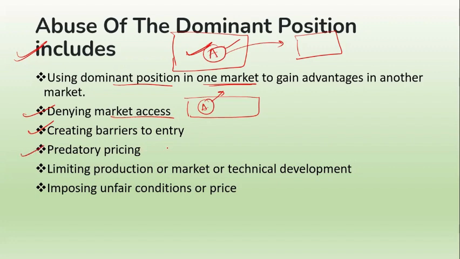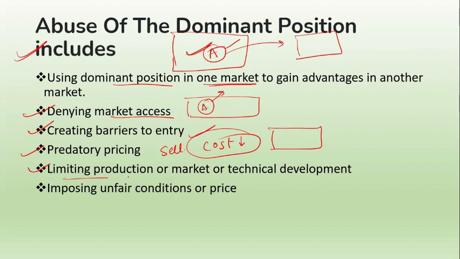Now predatory pricing. Predatory pricing means selling or supplying goods at a very low cost. If they sell or supply the goods at a very low cost, in that case the other competitors will not be able to compete with the monopolist. Now limited production and limiting the market and technology. Yes, it limits the production, limits the market, and technology development also gets limited, and imposes unfair trade conditions, and unfair prices. So this is what abuse of the dominant position includes.